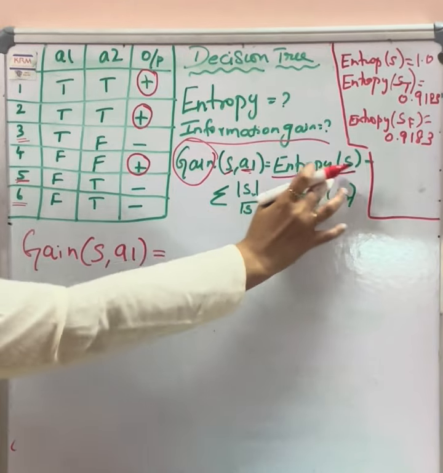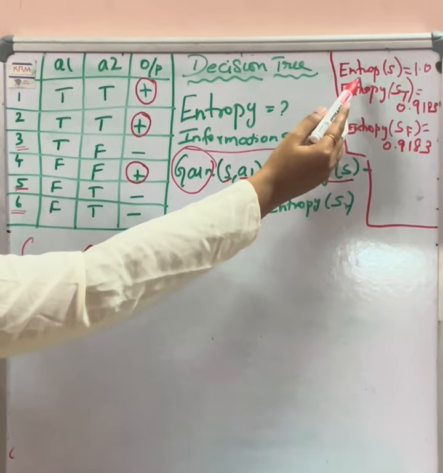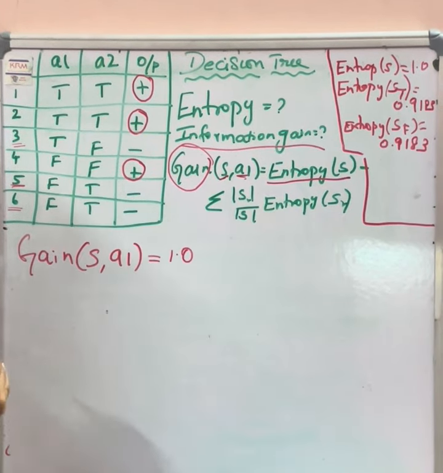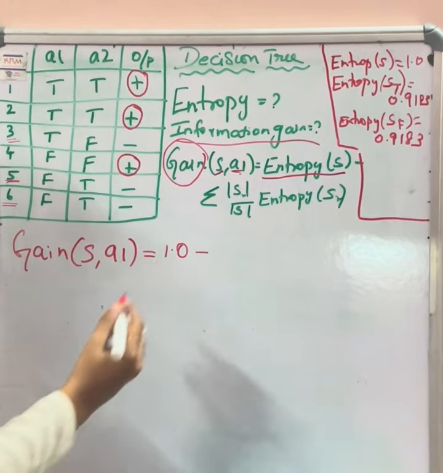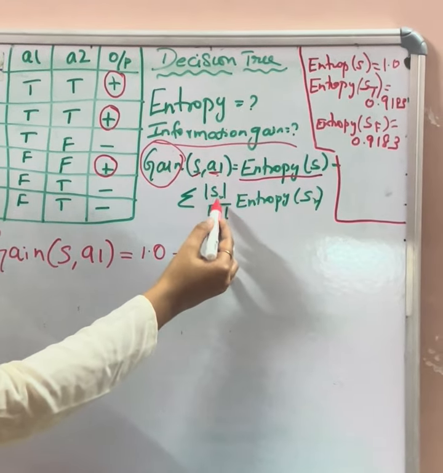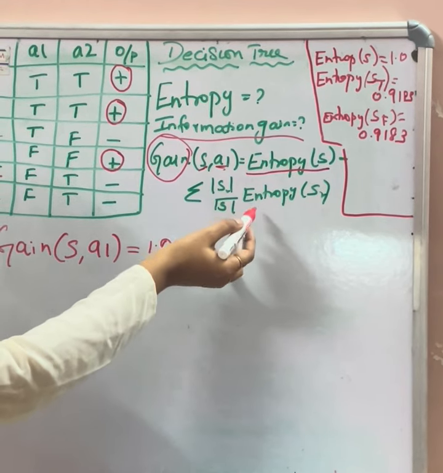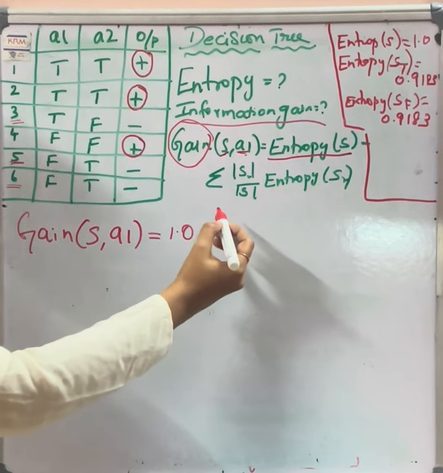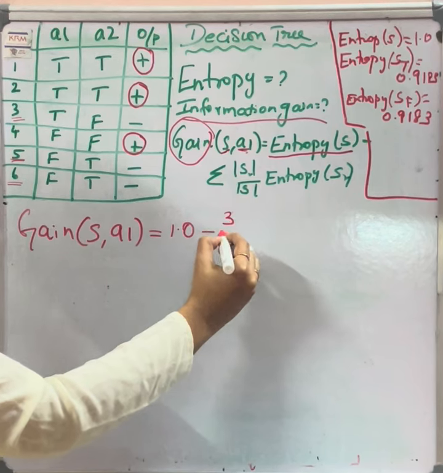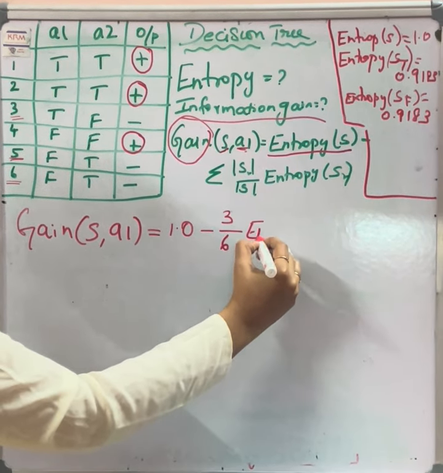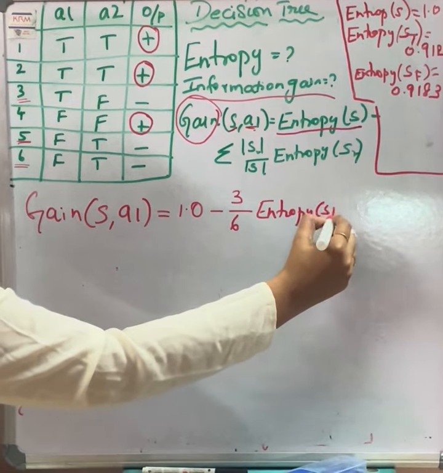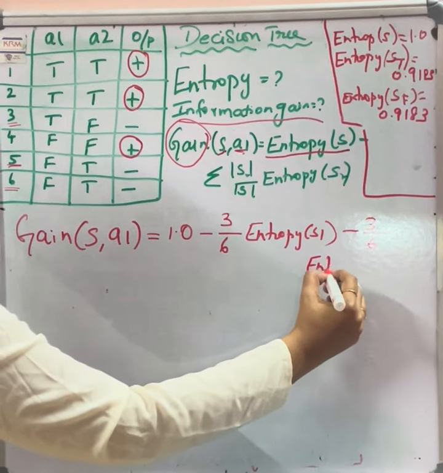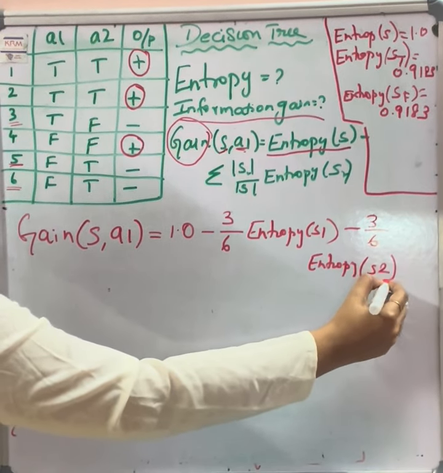So here, according to the formula, what is this? Entropy of S. What is the value of the entropy of S? The whole set which you have identified at first, it is 1.0, minus, and here you have to find the summation of each and every attribute value's gain with respect to that particular A1. So we have 3/6 entropy of S1 and 3/6 entropy of S2.